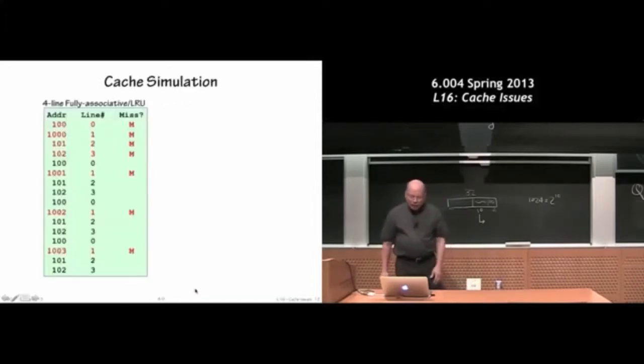So for example, here is a very simple program that is a little instruction loop: 100, 101, 102, 100, 101, 102. Those are the program accesses. And then it's accessing data. It accesses data at 1,000, and the next time through the loop it accesses 1,001. These are word addresses. Now in a fully associative cache, how do we do the mapping to cache line?